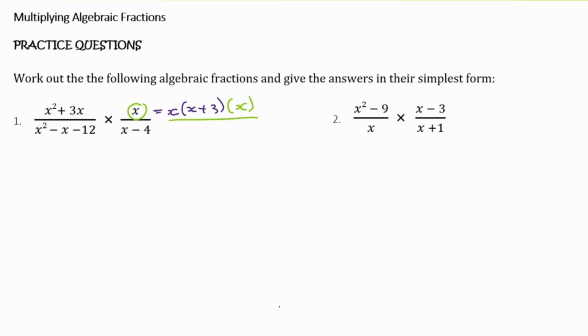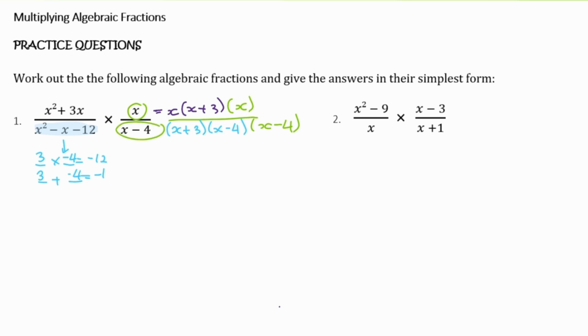For the denominator, we have x squared minus x minus 12, which is a quadratic equation. So in order to factorize that, we need to look for two numbers that multiply to give us minus 12, and they should add to give us minus 1. So the two numbers that we will use are 3 and negative 4. We can therefore factorize that as x plus 3 and x minus 4. We can multiply it then with the x minus 4 in the second denominator.